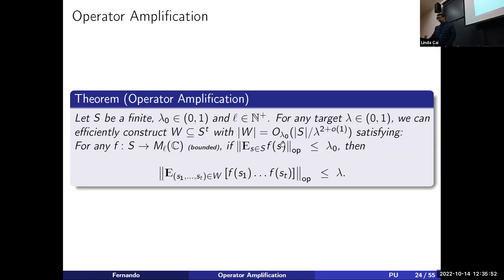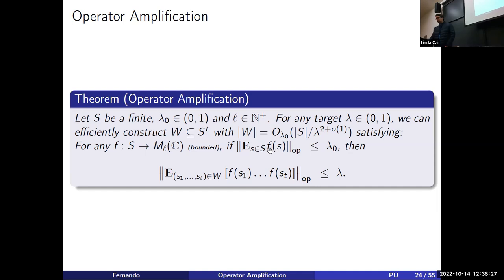But let's parse slowly this main amplification. So again, we have this finite set S. We have this lambda naught parameter, and we have a dimension parameter L. And again, for any target lambda, we can efficiently construct now a sparse subcollection of S to the T, such that this collection has about the right size. And you're going to see why this is the right size. And for any function that's matrix valued, there is a technical condition that we require the operator norm to be at most one for each of these matrices. Let's ignore this for this talk.